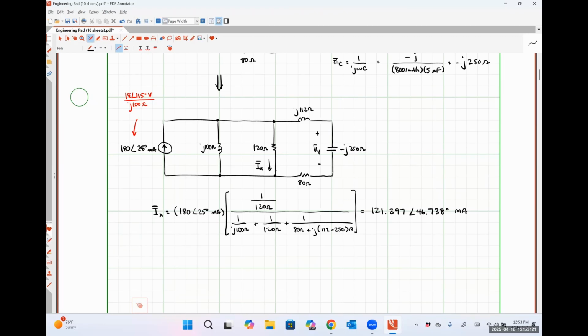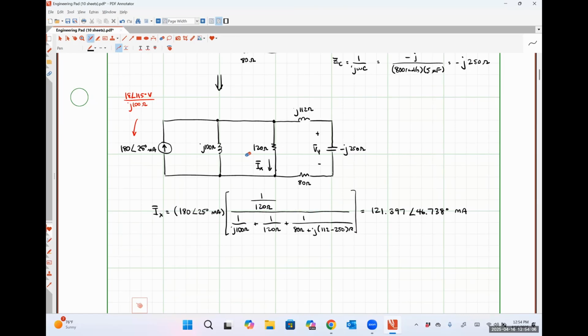So applying current division, it's the known current, which in this case, I know that this 180 angle 25 degrees milliamps is going to divide in some way, shape, or form between those three parallel paths, okay? So it's my known current multiplied by, and now I have a ratio of impedances, okay? In the numerator, I should put the reciprocal of the impedance of the path that I am interested in. So I'm trying to find the current through the 120 ohm resistor, so I put 1 over 120 ohms in my numerator. If I was trying to find the current flowing through this branch over here, I would put that total impedance in my numerator, okay?